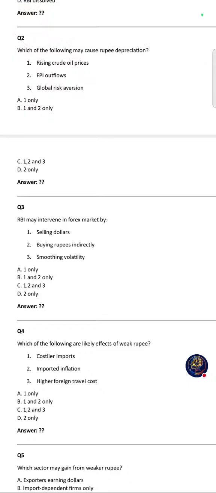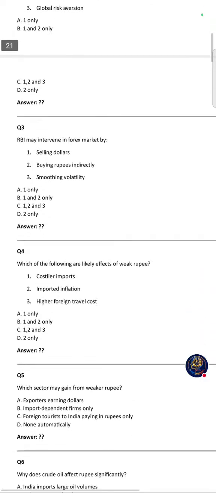Which of the following may cause rupee depreciation? 1. Rising crude oil prices. 2. FPI outflows. 3. Global risk aversion. The correct answer is C, 1, 2, 3 all are correct.